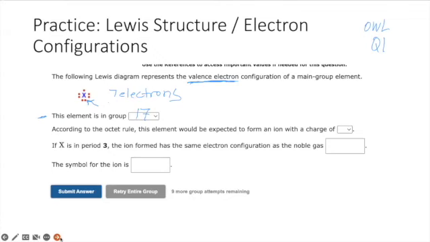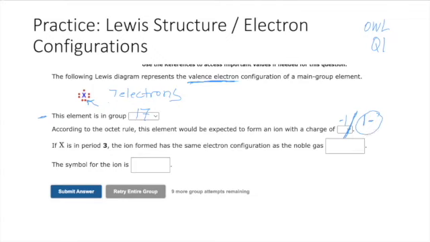According to the octet rule, this element would be expected to form an ion with a charge of what? My element is 1 away from a full shell, so it has a -1 charge. Sometimes -1 is written like this, or 1 minus. There's a drop-down menu here. Let me look at my answer. Okay, the drop-down menu has the minus sign after the number.